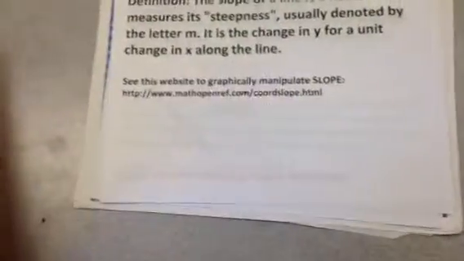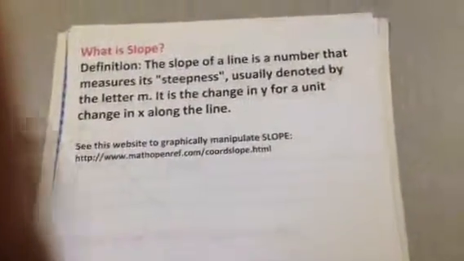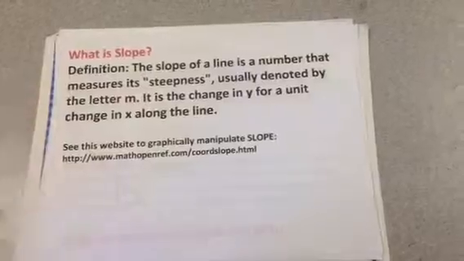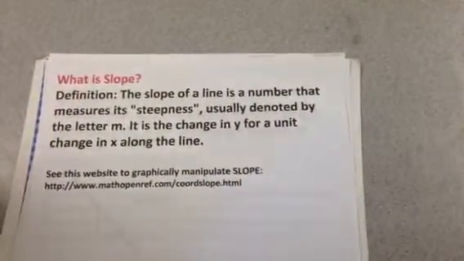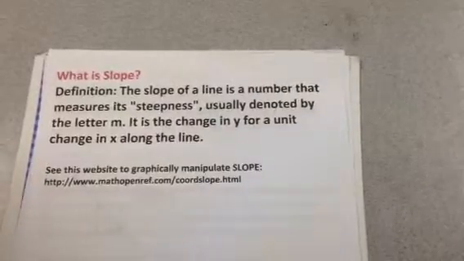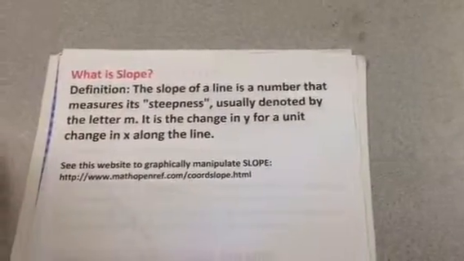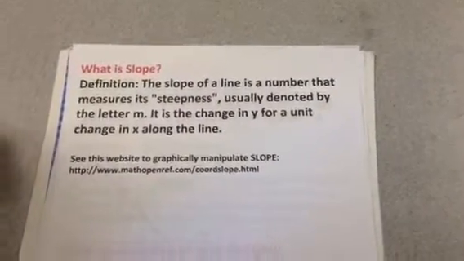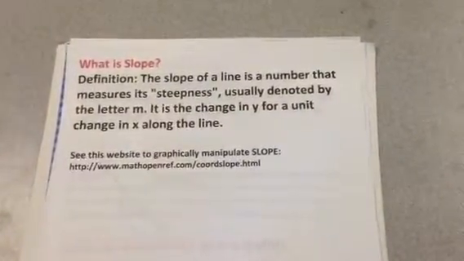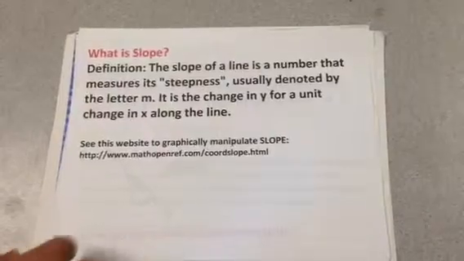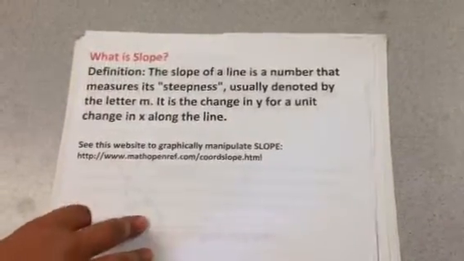What is slope? Definition: the slope of a line is a number that measures its steepness, usually denoted by the letter m. It is the change in y for a unit change in x along the line. See this website.